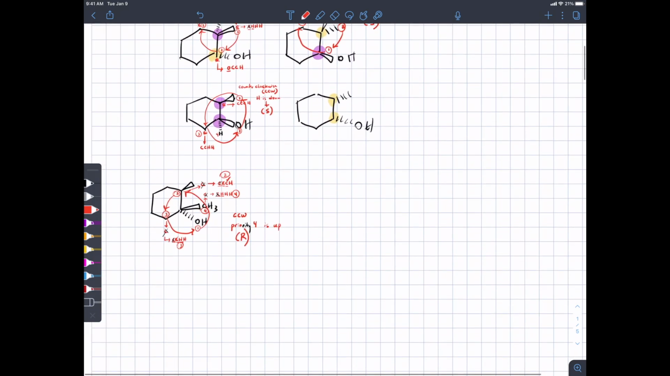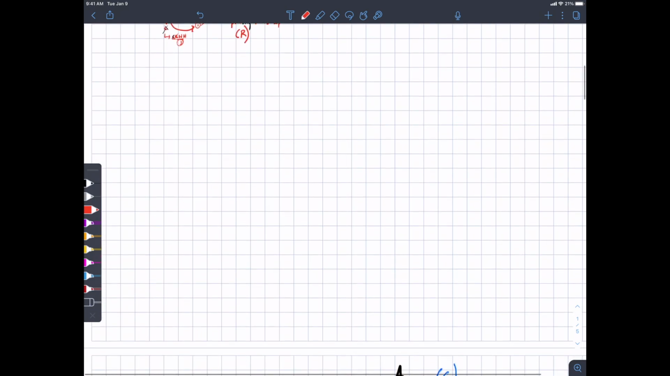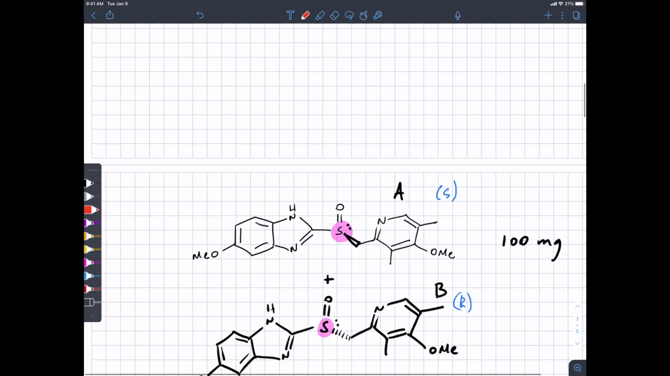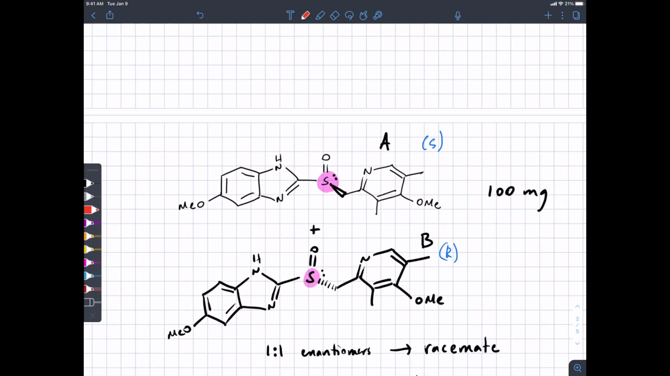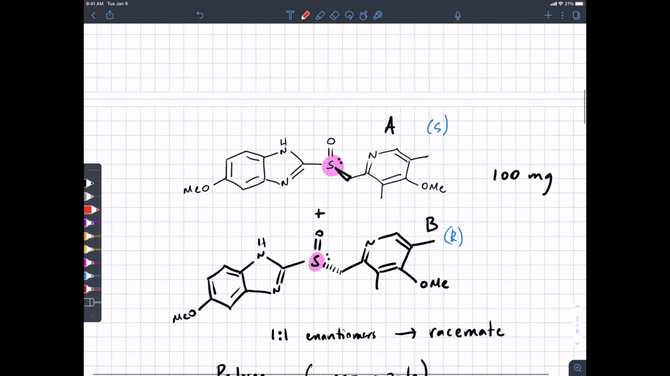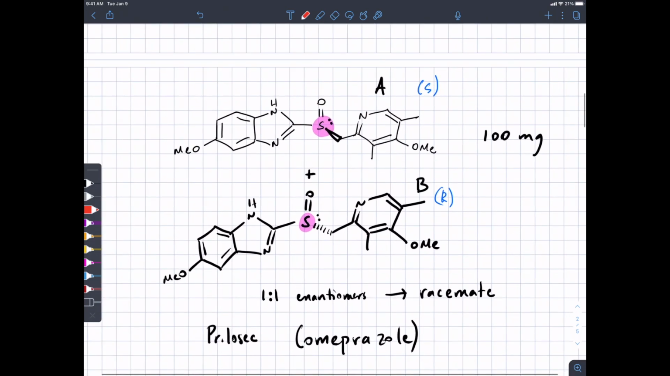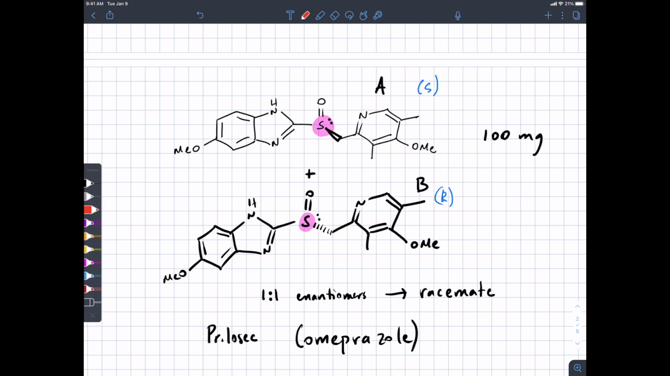Okay, so stereochemistry plays an important role in biology and actually in making decisions related to healthcare. So shown here are two enantiomers of a molecule called omeprazole. This is a proton pump inhibitor that is prescribed to prevent acid reflux and help with ulcers and so on.